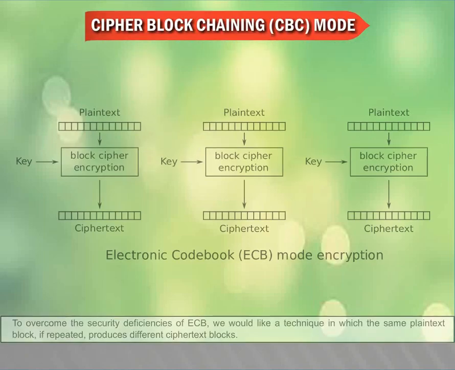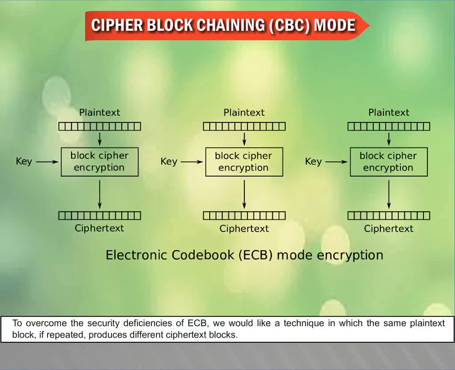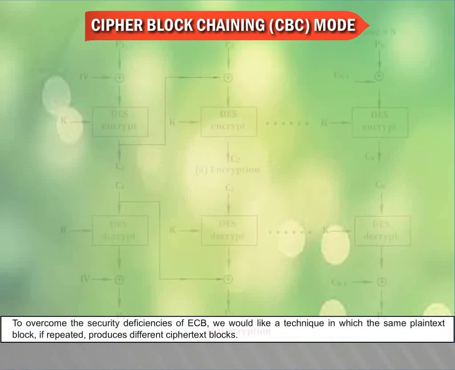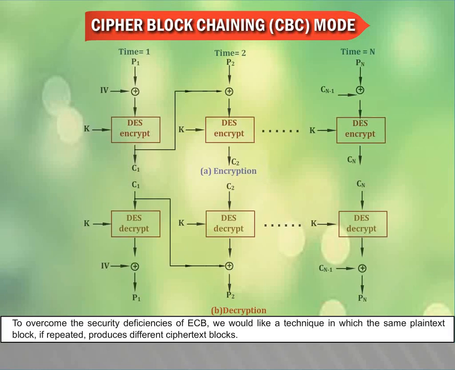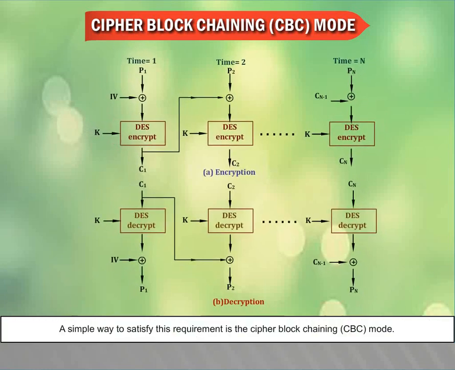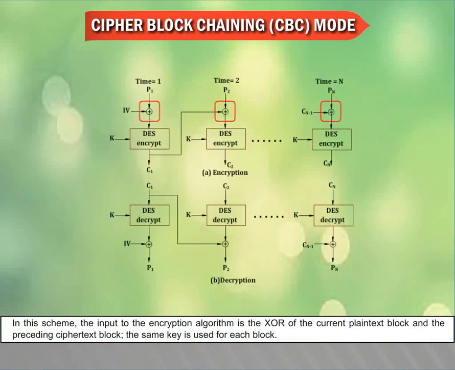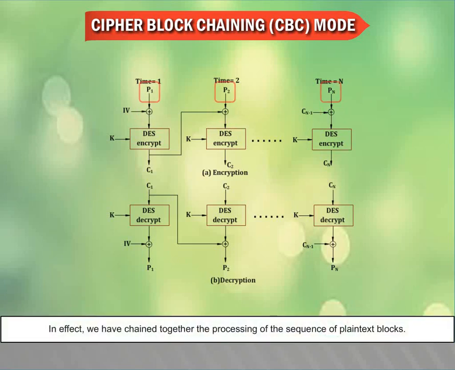To overcome the security deficiencies of ECB, we would like a technique in which the same plaintext block, if repeated, produces different ciphertext blocks. A simple way to satisfy this requirement is the cipher block chaining (CBC) mode. In this scheme, the input to the encryption algorithm is the XOR of the current plaintext block and the preceding ciphertext block. The same key is used for each block.